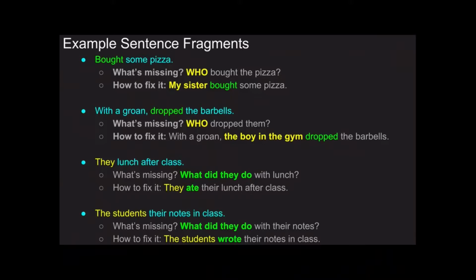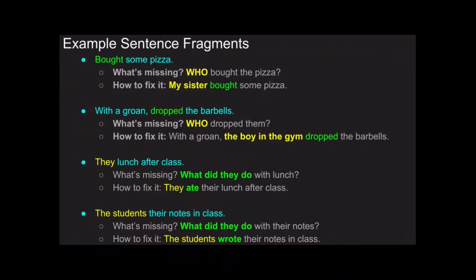So I fixed this by saying the students wrote their notes in class. So the verb in this case would be wrote, and the subject is the students, and it forms a complete thought because I don't need any additional information. So it is a complete sentence now. I have fixed that fragment. So these are some examples that show you where a subject or verb is missing in these particular sentences, and that's why that makes them sentence fragments.